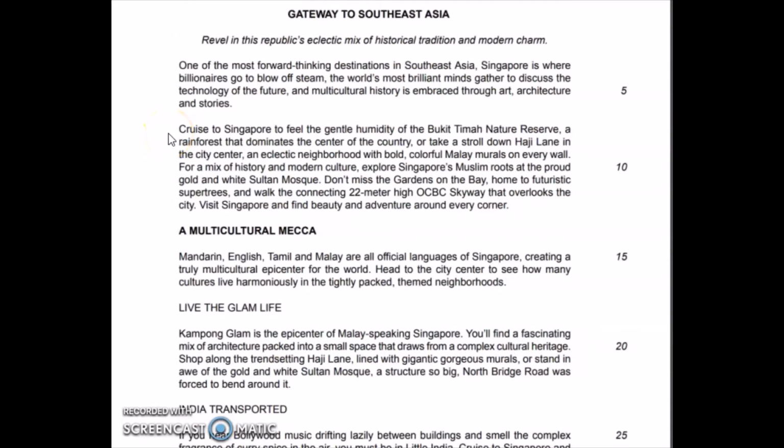One of the aspects is to see how an advertisement is targeted to a specific audience. Either they are targeted by age or by interest. So in this paragraph, we see that they are targeted by interest. For example, by mentioning the Muslim roots at Sultan Mosque, and then talking about the futuristic supertrees at Gardens by the Bay, it means that he is mentioning all the different audiences who are interested in both the traditional and the contemporary aspects of a place.